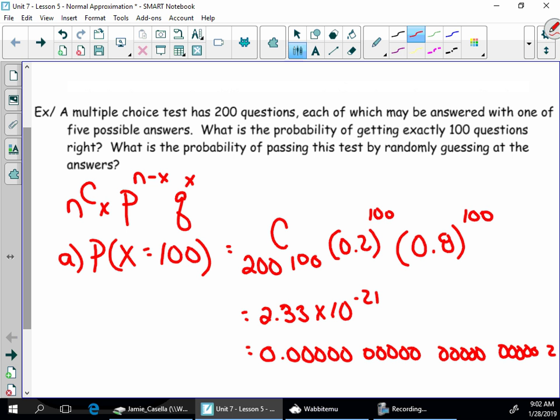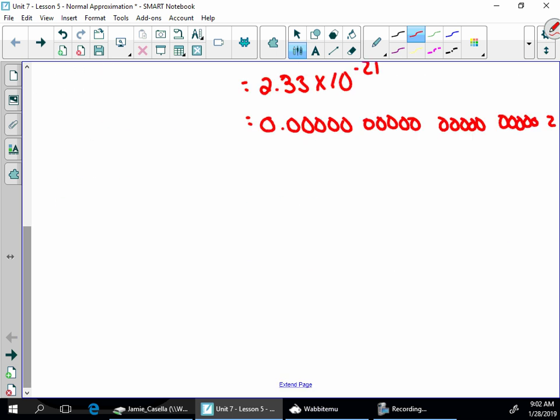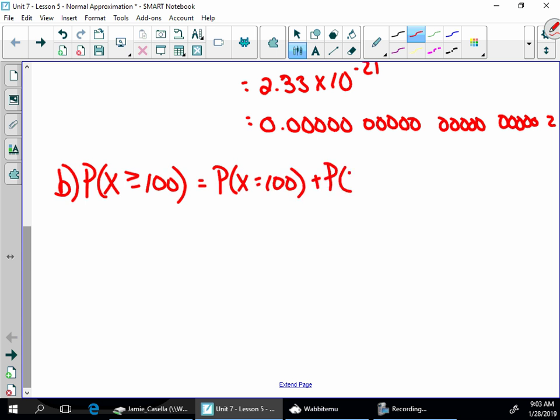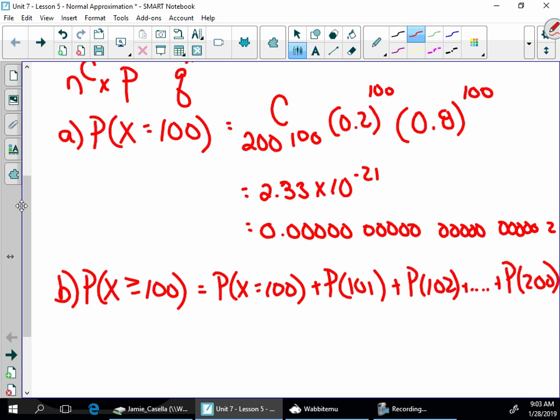But if I look at the second half of this question, what's the probability of passing this test by randomly guessing at the answers? I come into a new situation. Passing the test means getting at least 100 right, which means it could be exactly 100, or it could be 101 answers right, or 102 answers right, and so on and so on, all the way up to 200 answers right. That's 100 cases to go through, each of which has to use this formula, each of which is going to have a tiny little answer like this one. That's kind of time consuming. That's a lot of button pushing.